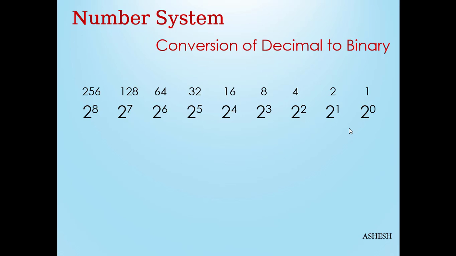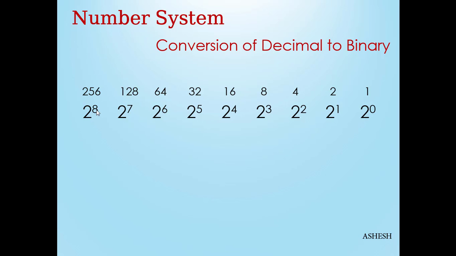Let's see. Here we see that 2 to the power 0 equal to 1, 2 to the power 1 equal to 2, 2 to the power 2 equal to 4, 2 to the power 3 equal to 8, 2 to the power 4 equal to 16, 2 to the power 5 equal to 32, 2 to the power 6 equal to 64, 2 to the power 7 equal to 128, and 2 to the power 8 is 256.